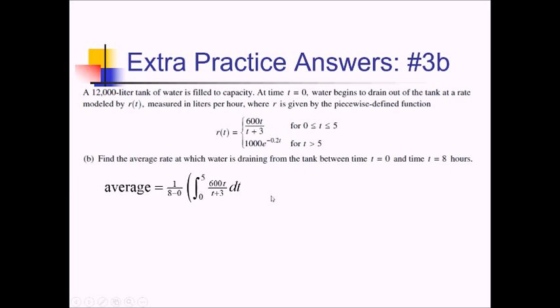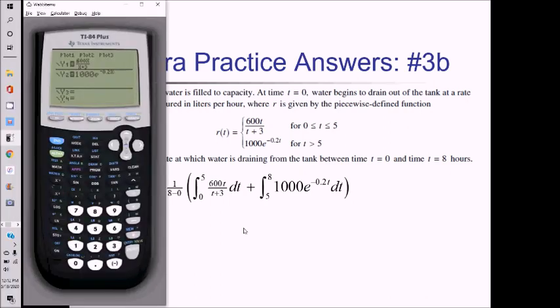And then we're going to add to that the integral from 5 to 8 of 1000 e to the negative 0.2t dt. So all of that we're just going to do on the calculator now. To make my life a little less unwieldy, I'm going to put those two different rules from 0 to 5 and from 5 to 8 in my calculator y equals as y1 and y2. And now let me quit out of there.